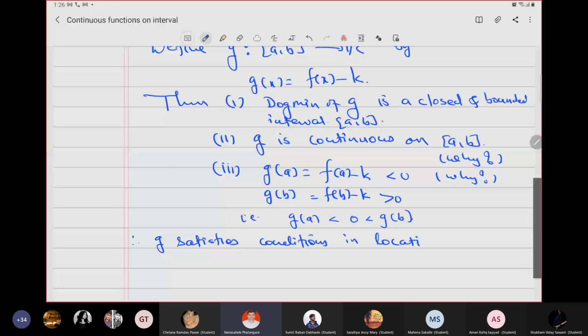Right. So what is the conclusion? There must exist C such that f of g of c is equal to 0. Therefore, by location of root theorem, if all these conditions are satisfied, then the conclusion of location of root theorem must hold.